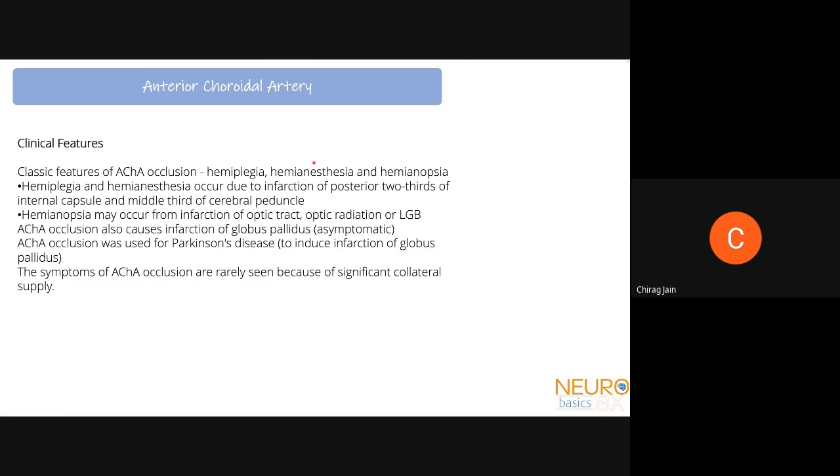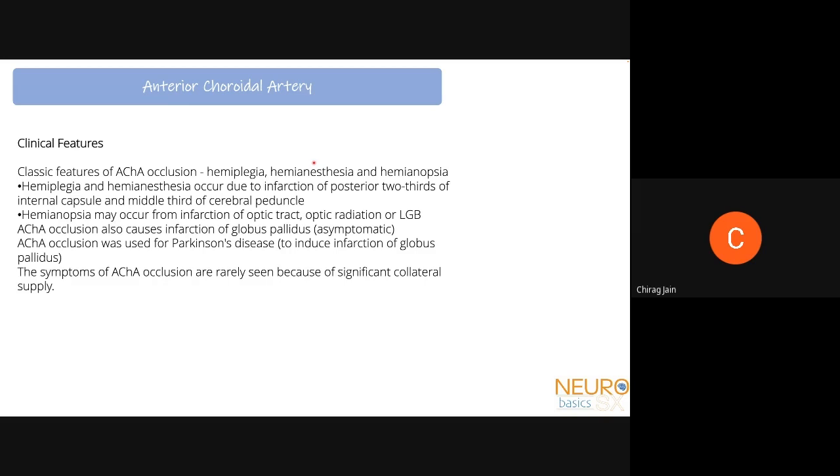But if this supply does not exist, then you can develop these features. Okay, so as we have discussed, we're going to be covering ACAs, MCAs, and PCAs in a separate discussion because it's a very long and extensive topic. So just for the last segment over here, I'll cover the infratentorial arteries.